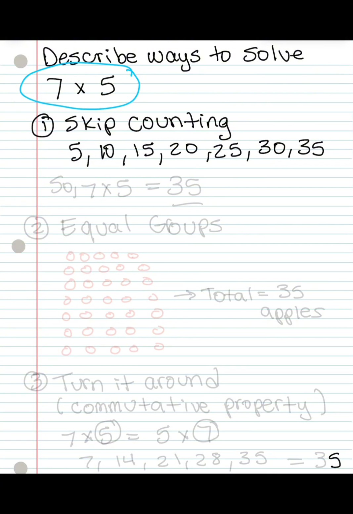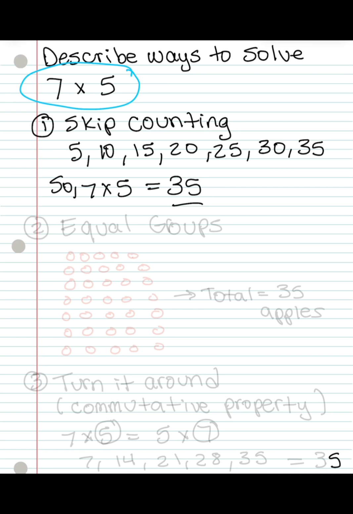So that's 7 times 5 equals 35. You could also draw tally marks if you wanted to, but typically you would just write out the steps by 5, like 5, 10, 15, on and on until 35.